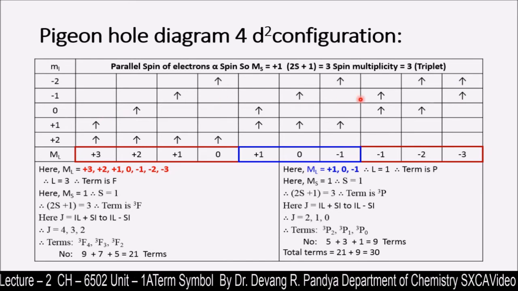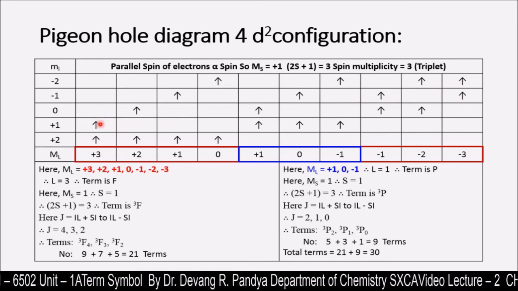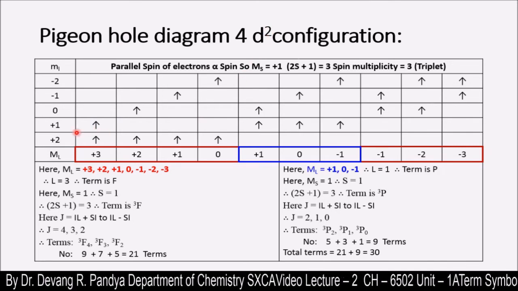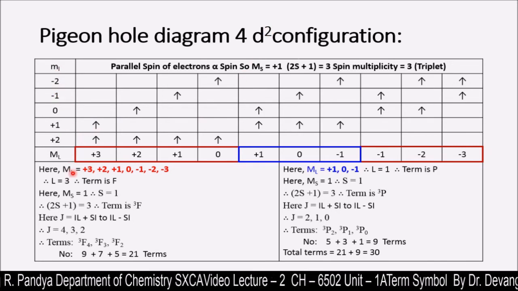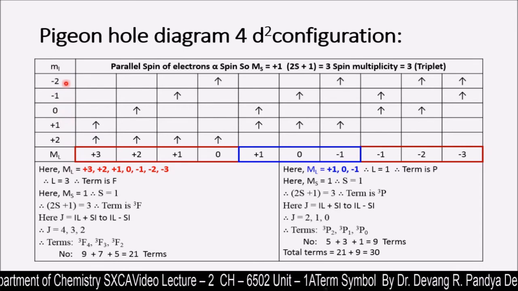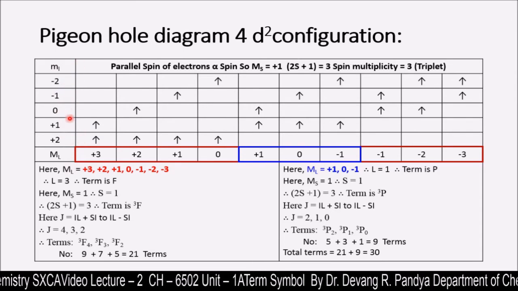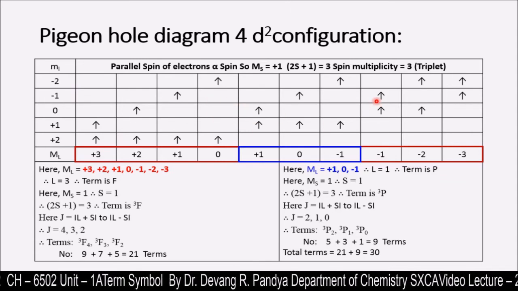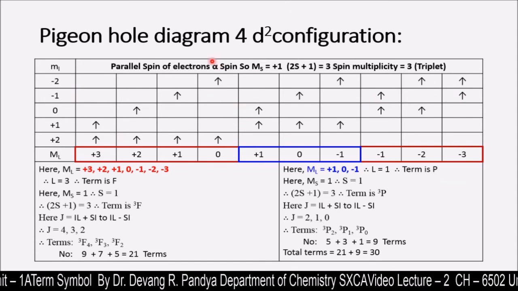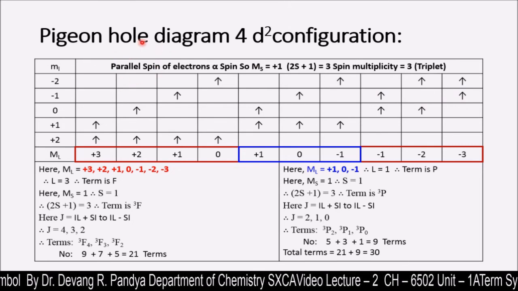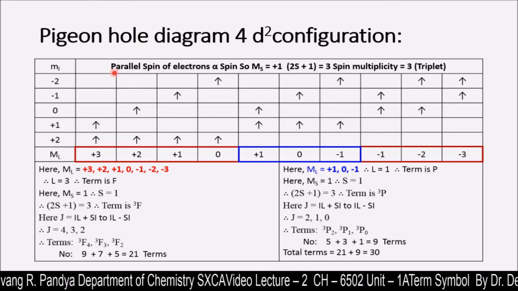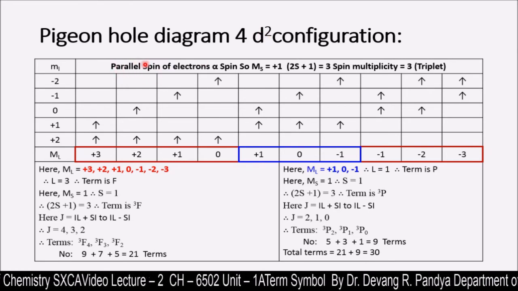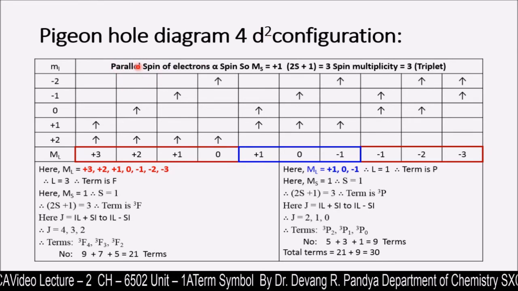For the 10 arrangements we have all these 2 electron systems, that is the D2 configuration, 2 unpaired electrons in D orbital, and this is D orbital, that is plus 2 plus 1 0 minus 1 minus 2, that is 5 degenerate orbitals. In this kind of parallel spin we have this many probable arrangements. Only parallel spin is considered. For anti-parallel we have another pigeonhole diagram for the D2 configuration. So the D2 configuration has two tabular forms. One is for parallel spin, the other is for anti-parallel spin.